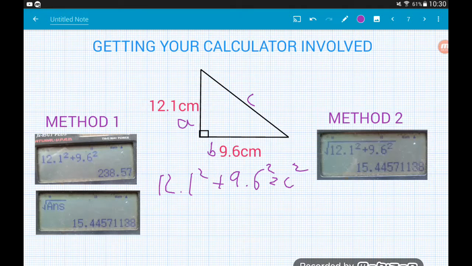238.57. Then to work out c, square root the ans, and that's given us 15.44, etc. Method 2 on the right, the one-step method, I've done the square root of 12.1 squared, add 9.6 squared, pressed equals, and pressed the SD button. So again, we've got exactly the same answers using the two methods. So to one decimal place, c on this triangle will be 15.4 centimetres. Jobs are good.